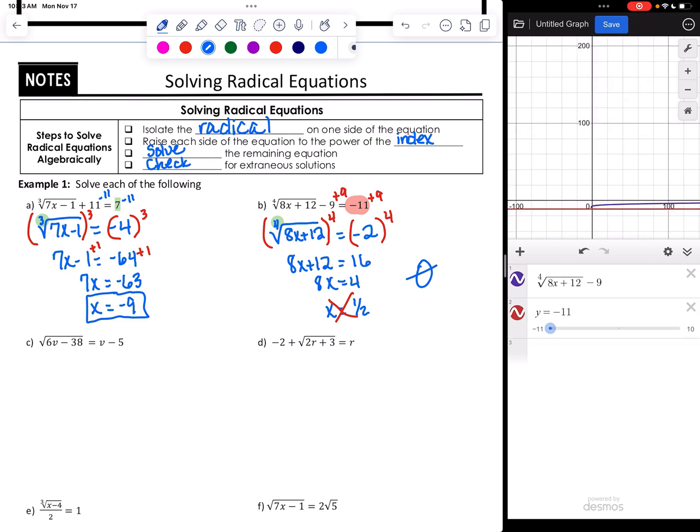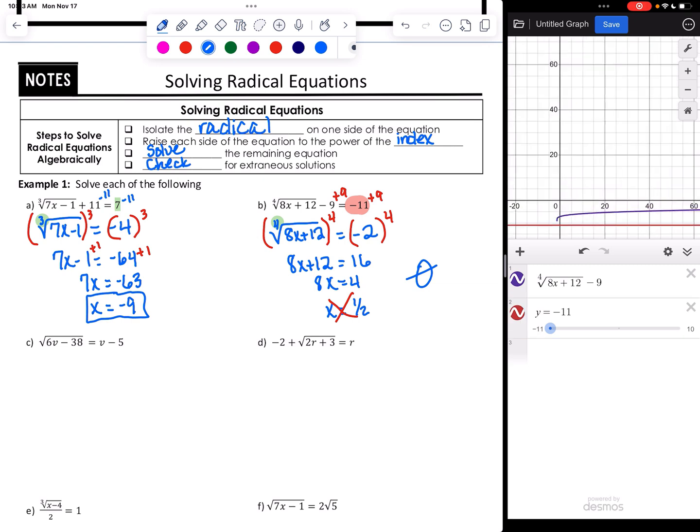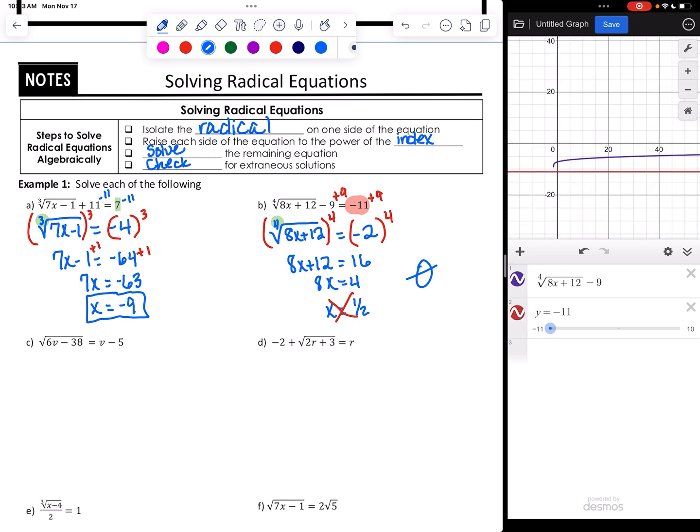And you can see, I can zoom way out, they're never going to intersect, which means if they don't intersect, there cannot be a solution.